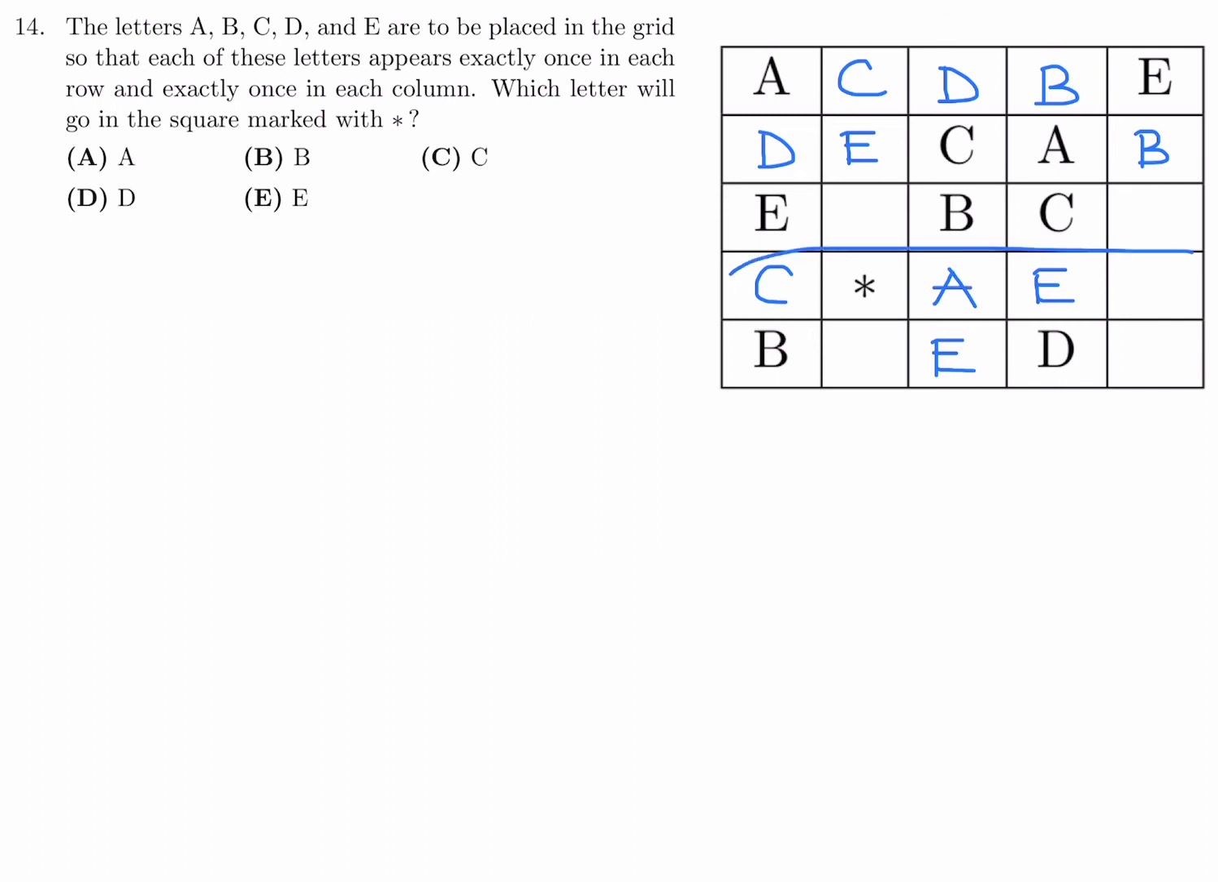And then now I'm finally ready for that one. C, A, E are already there. B and D are missing. So where can I put B? B can't go here because it's already there. Therefore, B must go here. And therefore, D goes here. The star is B. Number 14, the answer is B.